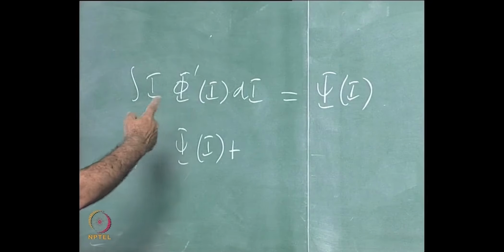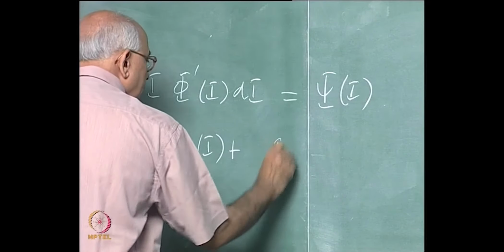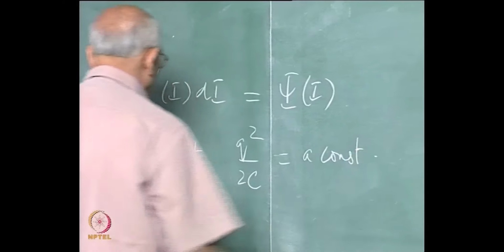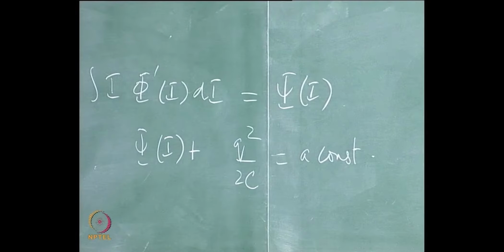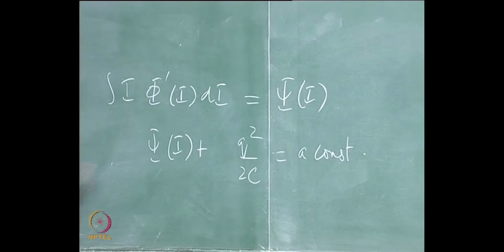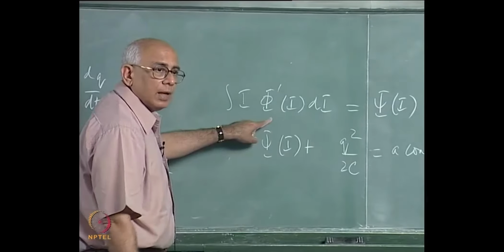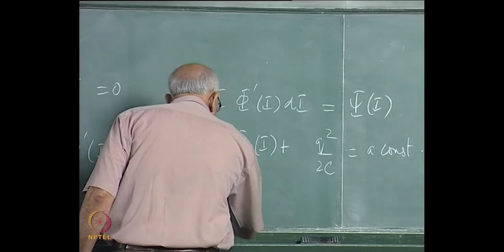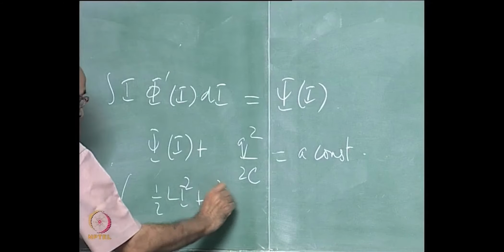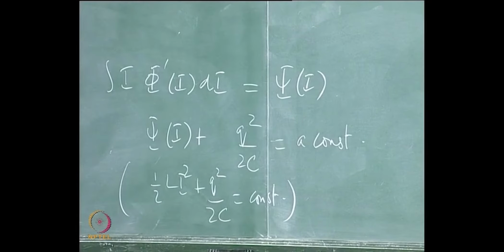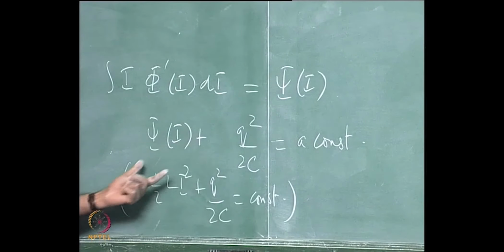All I have to do is to differentiate this to check. You can easily see that in the linear case, when phi of I is proportional to I, it is L times I, then phi prime is just L, and you indeed get half L I squared plus q squared over 2C equal to constant in the linear case. But in the nonlinear case, this is the constant of motion.